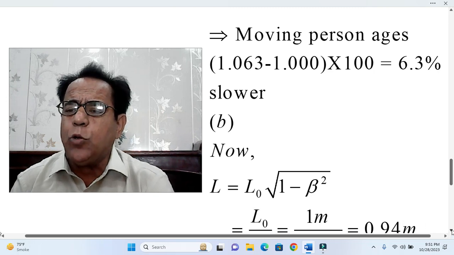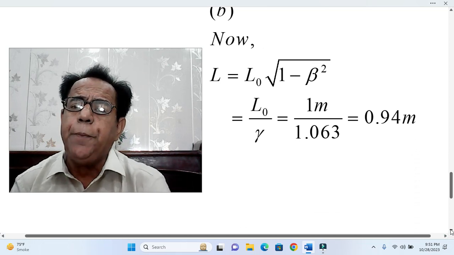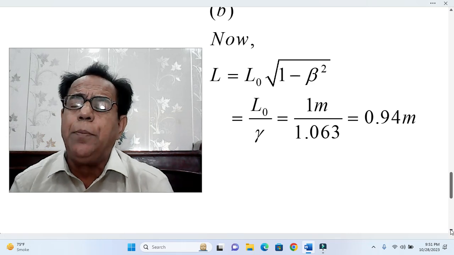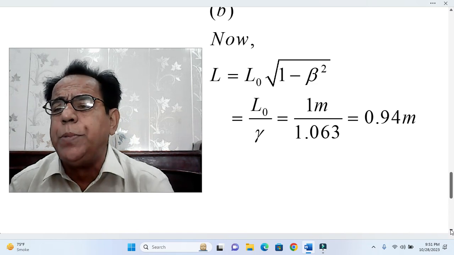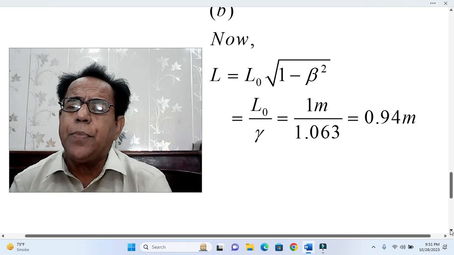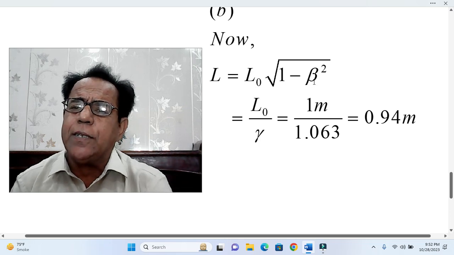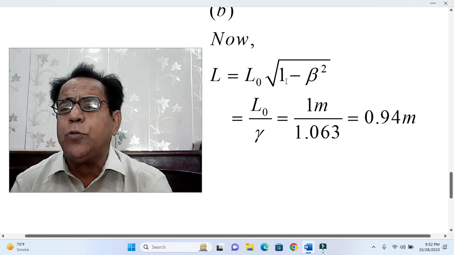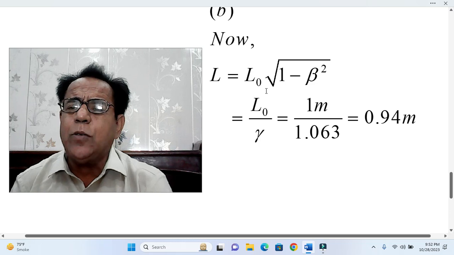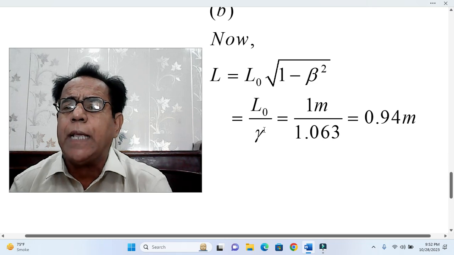Now the formula of length contraction is L equal to L naught under root 1 minus beta square. We know that under root 1 minus beta square can also be replaced by the Lorentz factor gamma, because the Lorentz factor gamma is 1 over under root 1 minus v square over c square, or 1 minus u square over c square. So we have just written L equal to L naught into under root 1 minus beta square in its alternate form as L naught over gamma.